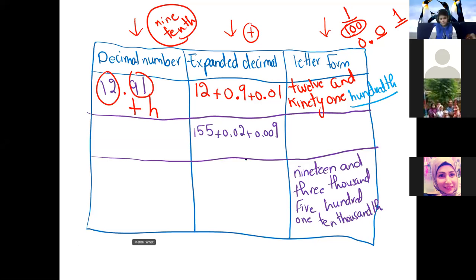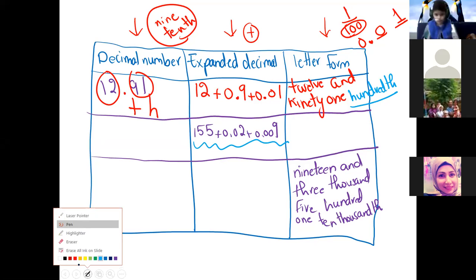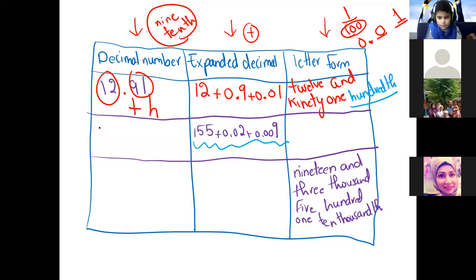Yes. The second row. Now I gave you the expanded decimal. We want to know the decimal number. First of all, I look: what is the whole number here? 155. So I will write 155 point.